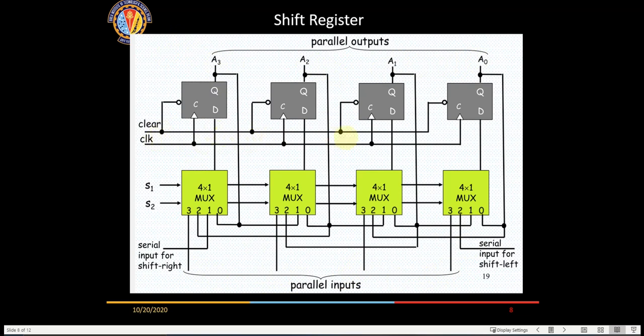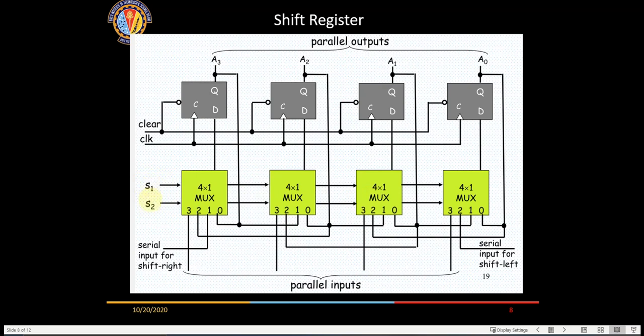This is the clock which is given to all the 4. This is the clear signal. Clear we don't have to discuss, we all know what it is. Clock also is given to all the 4 inputs. Now this is a 4-into-1 mux. The control signals for all these 4 muxes are the same, S1 S2. Now let us take case by case.